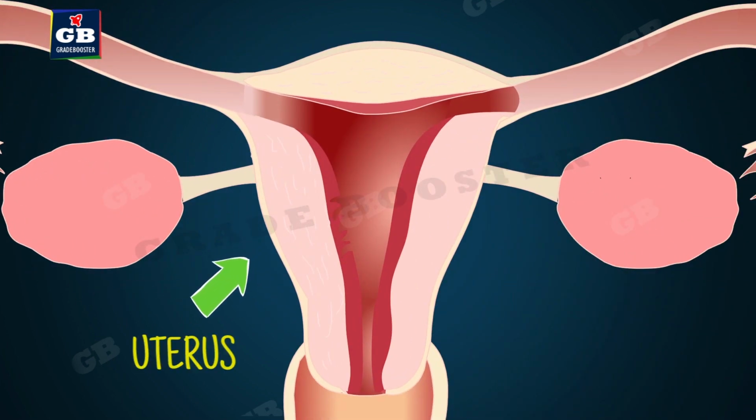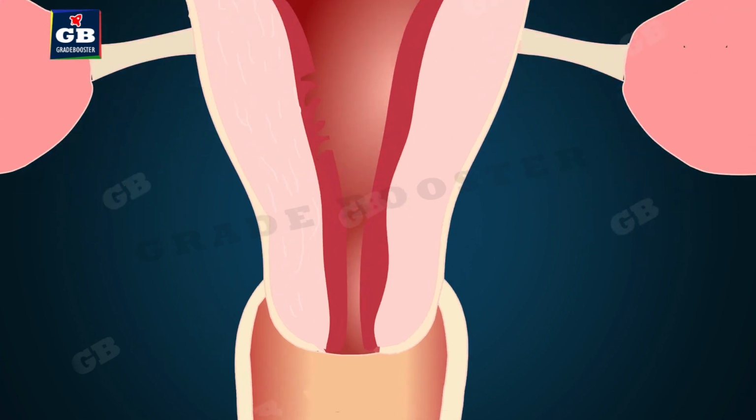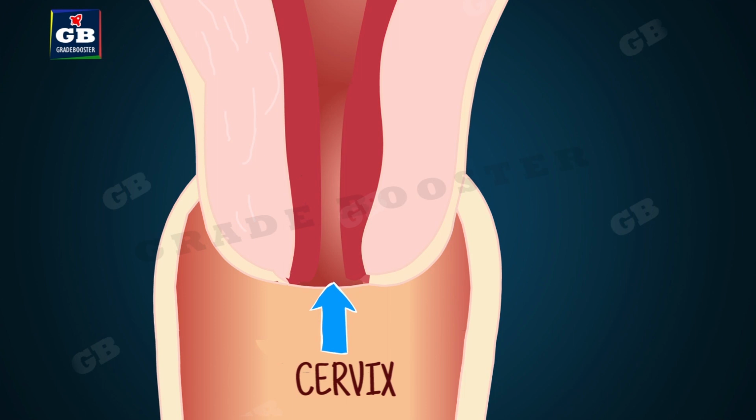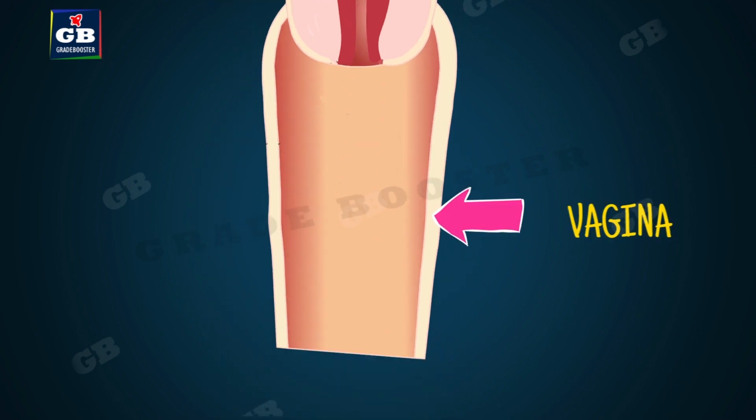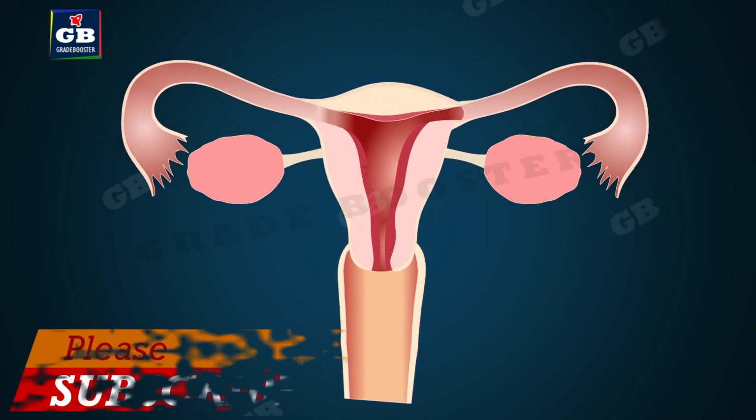Uterus. It is called the womb where the implantation and development of baby takes place. Cervix. The uterus opens into the vagina through the cervix. Vagina. It is the passage where sperms are deposited by the penis of male reproductive system during sexual intercourse.